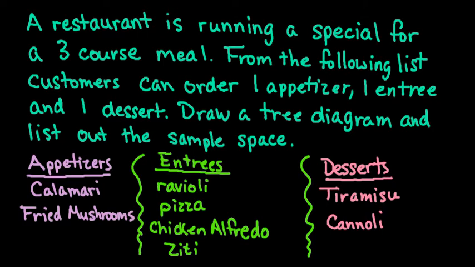Hey, for this video, what I want to talk to you about is how you can use a tree diagram to help you find all of the different possibilities of ordering things from a menu, and also how we can find the probabilities using the sample space that we created.